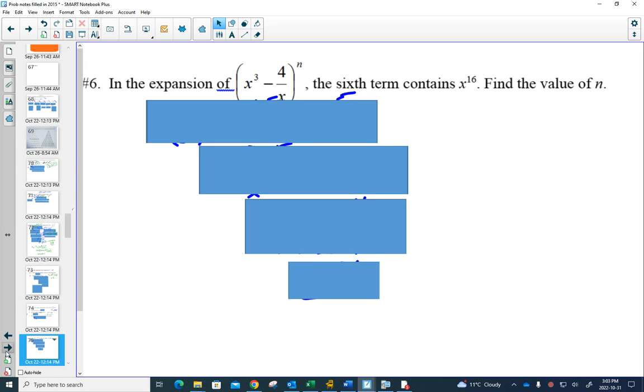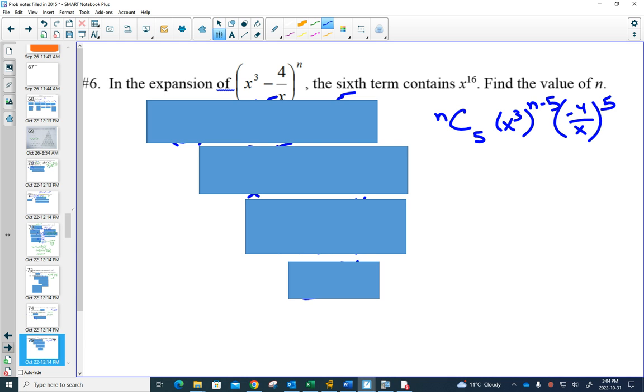And this is a good question of a question that is hard, and it is a little bit harder than normal. So it's different in that I don't think anywhere in grade 12 did they ever get you to solve for the exponent. And it's really not that much more difficult. But now when we write out our formula, I don't know n, but I know that r is 5. And I would have x cubed to the n minus 5 and negative 4 over x to the 5.